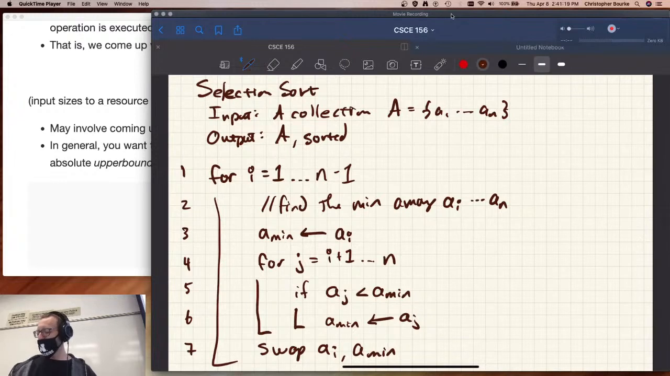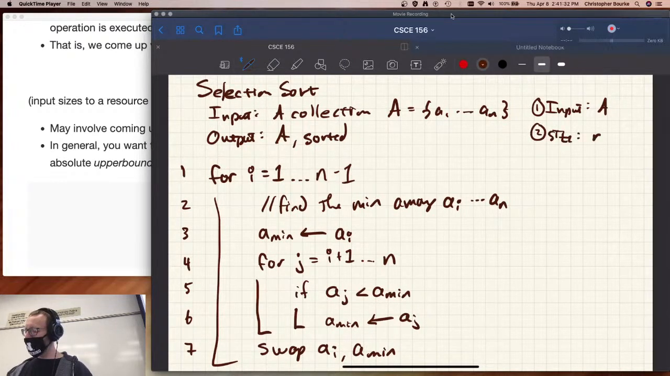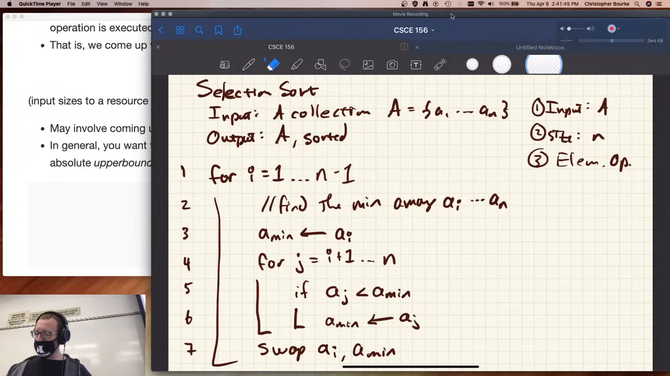Okay. So that 5-step process. 1, what's the input? That's pretty easy. There's only 1 this time, no key. What's the size? N. And again, that was encoded in the input. What is the elementary operation here? So there's lots of stuff going on, lots more stuff than the linear search, right? Anything here? Again, it's necessary to the control structure of the algorithm.